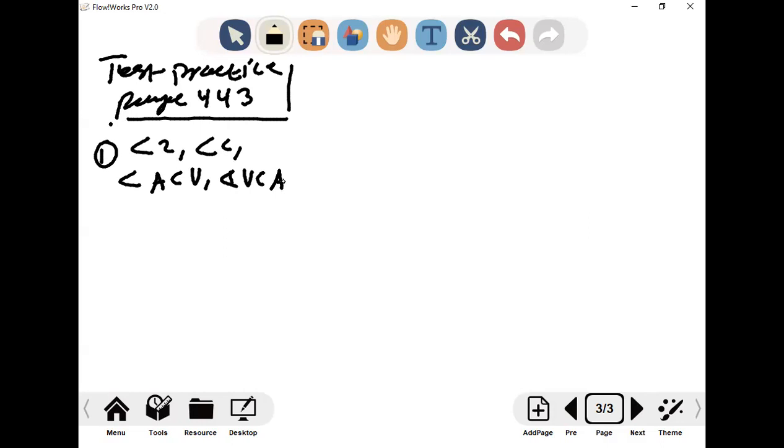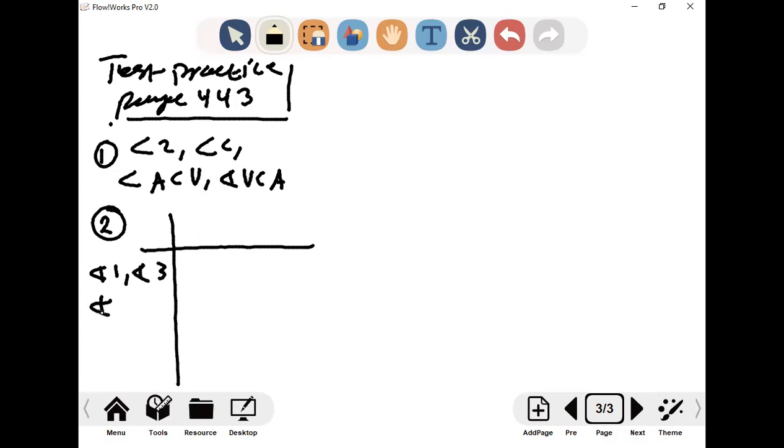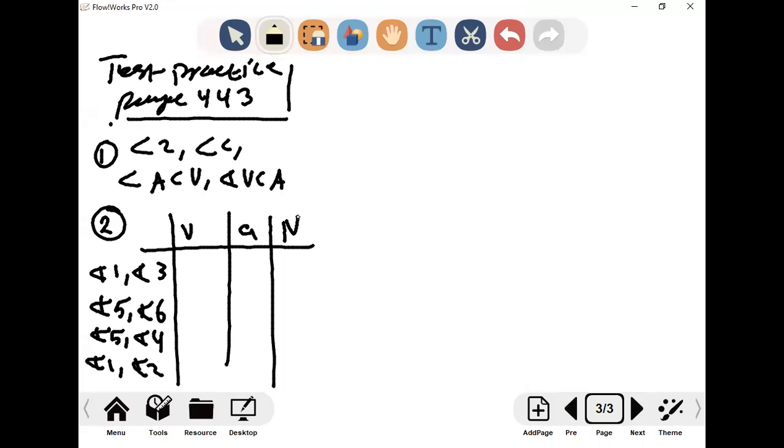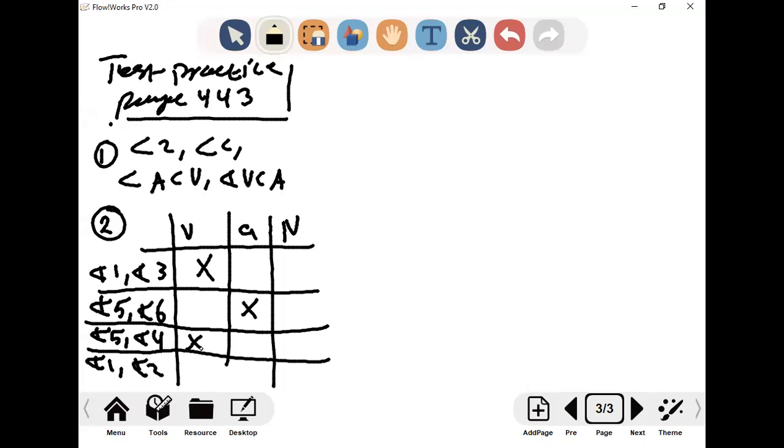But question 2. In question 2, we need to tell if these are vertical, adjacent, or neither, right? So you have a table, you need to fill them with x's. Here we have angle 1 with angle 3, angle 5 with angle 6, angle 5 with angle 4, angle 1 with angle 2. And here they wrote vertical, adjacent, and neither. The first one vertical, then adjacent, then vertical, and the last one is neither.